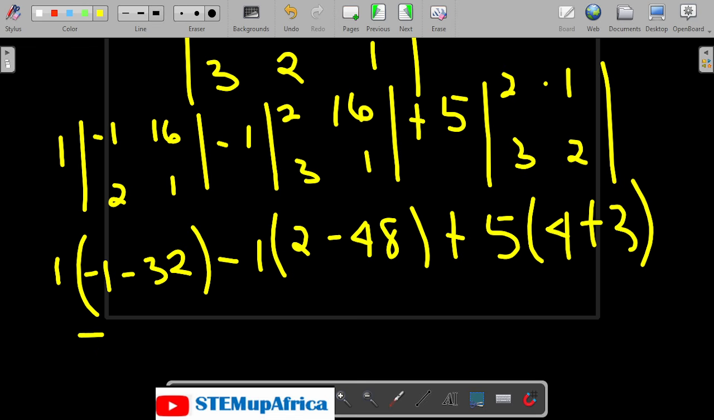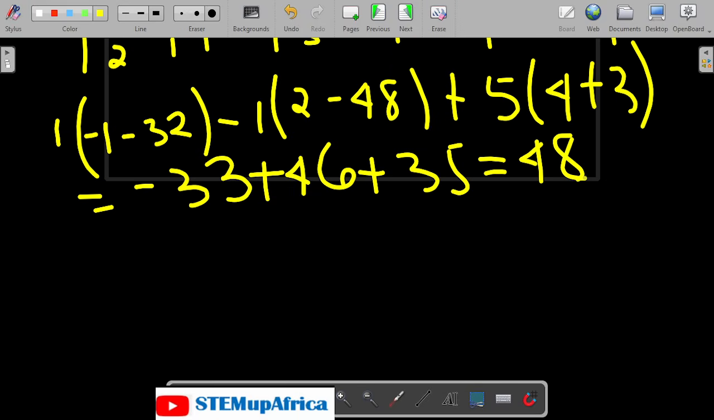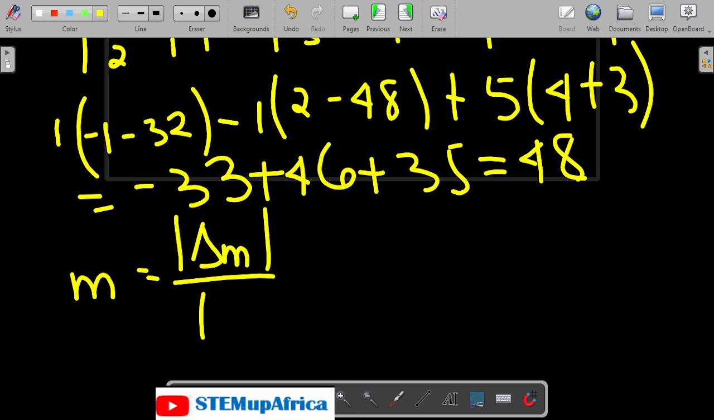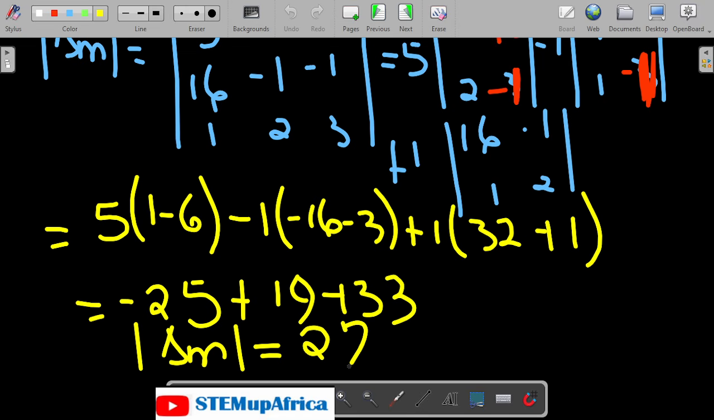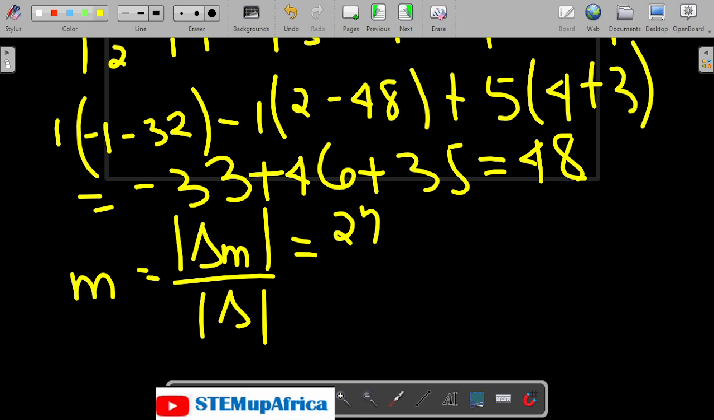So what happened here? It will give us minus 33, it will give us plus 46, and this is 7, which is 35. So if you add minus 33 plus 46 plus 35, that will give us 48. So I'm to find m, n, and p now. I'm going to have m, which is the determinant of delta m over the determinant. Well, the determinant of delta m, we solved that before. The value is 27, so we are having 27 over the determinant. We look for the other time, the value is 13.